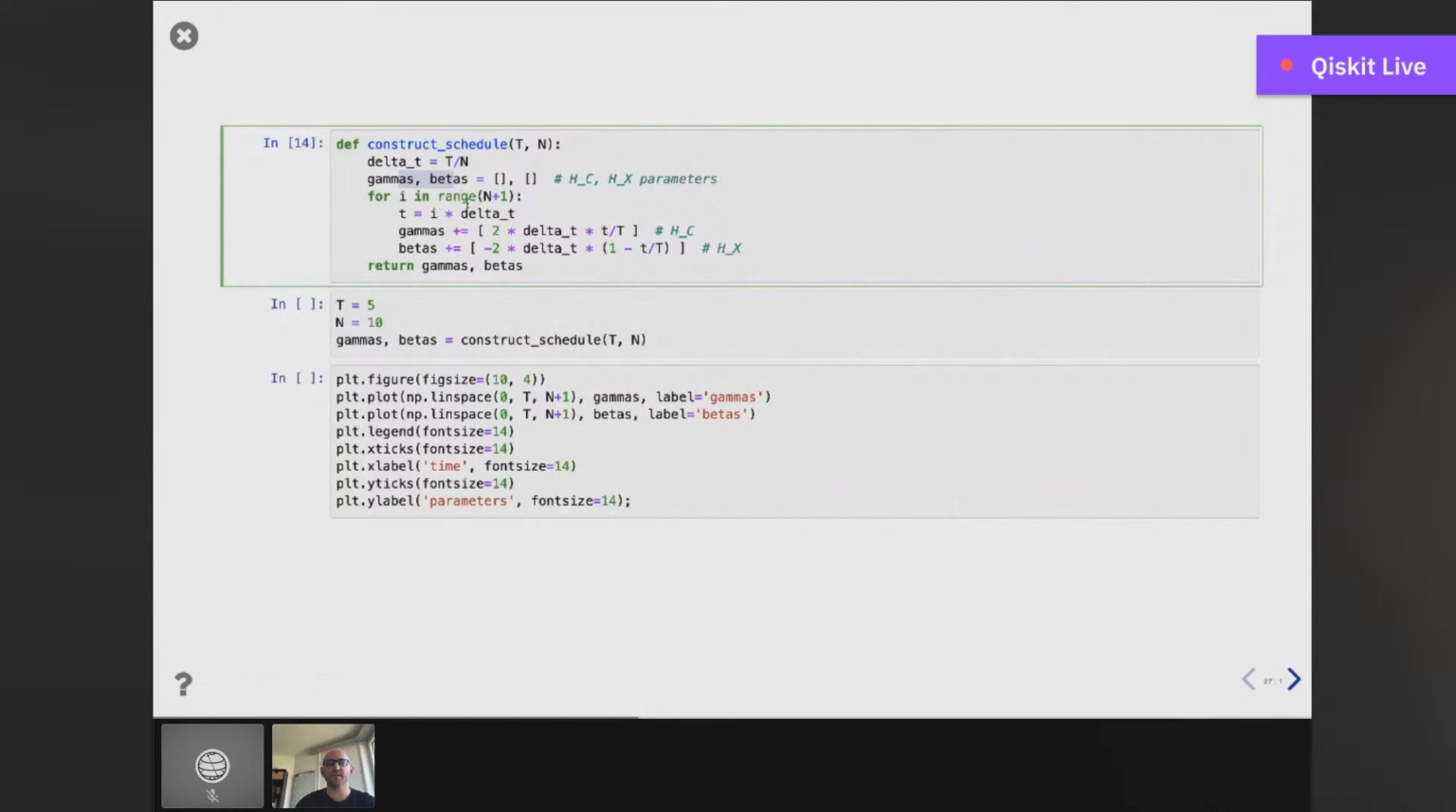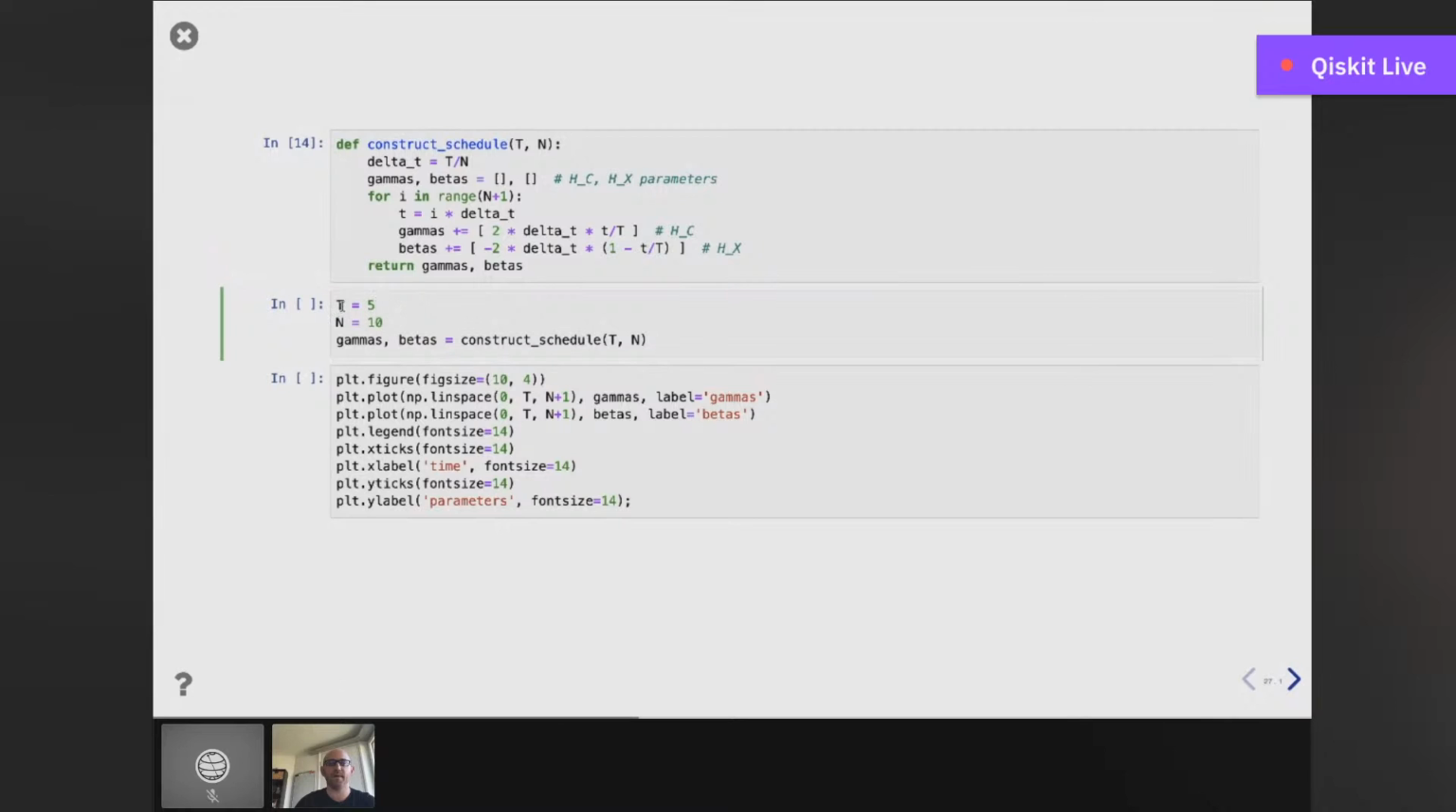And now we construct the sequence of parameters gammas and betas for the cost Hamiltonian and the mixing Hamiltonian part. And this is exactly what you've seen before. So we compute the time at step i, and then we have here delta t times t over capital T for the gamma, and here the same with 1 minus t over capital T for beta. And this factor 2 here is just to compensate that the Pauli rotations divide the angle by a factor of 2.